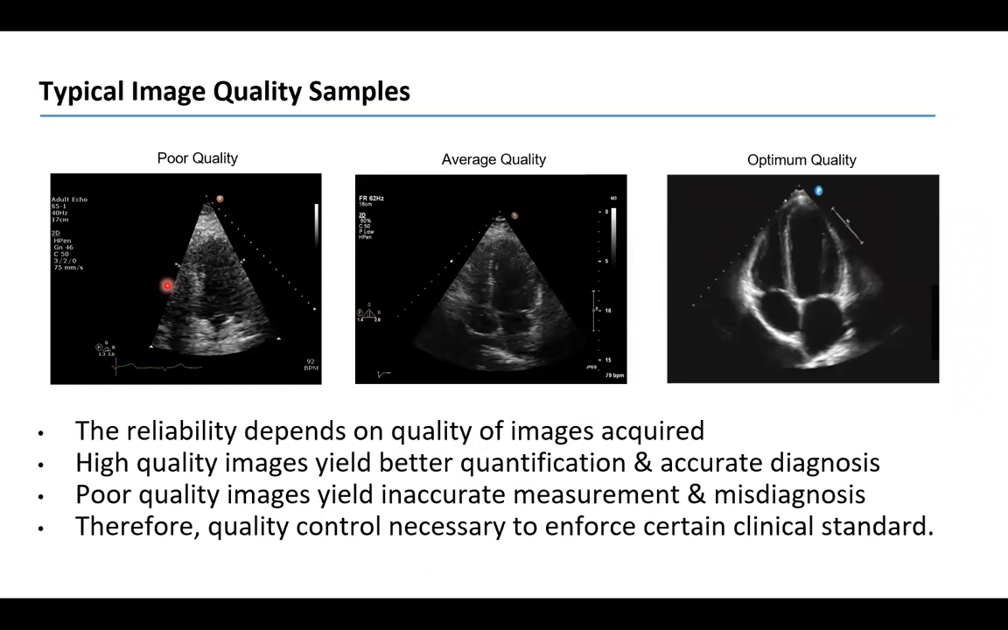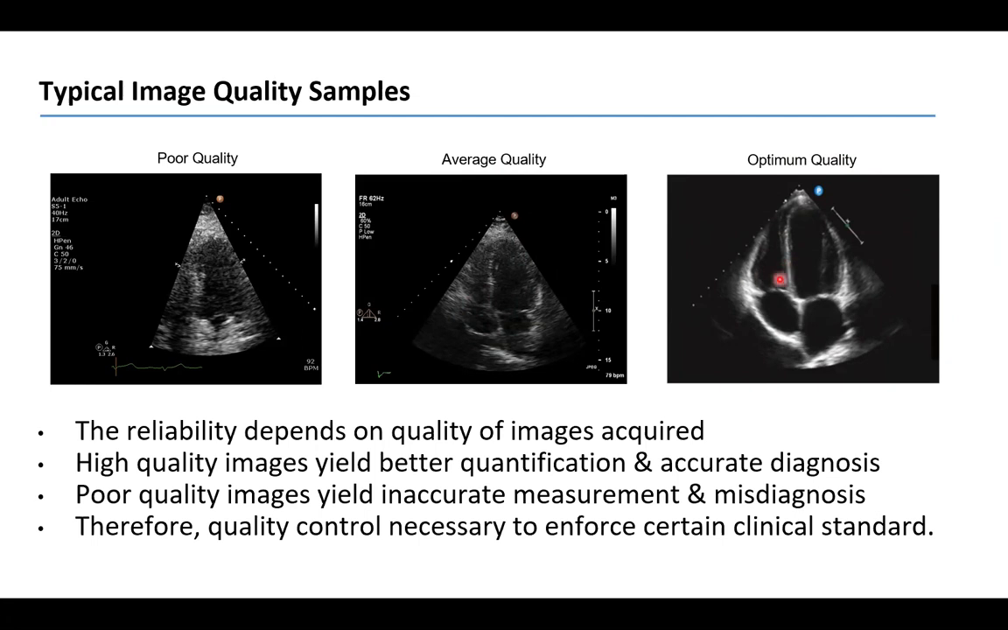The typical image quality samples that we've come across in these studies are as follows. The first one is the poor quality, and you can see that the chambers are highly indistinguishable. The next one is the average quality, which shows the cavities, but they do not have well-defined edges. The third one is the optimum quality, which is the target of every operator and cardiologist.